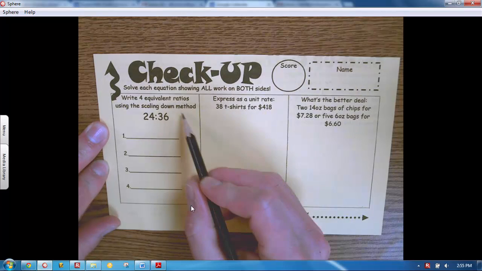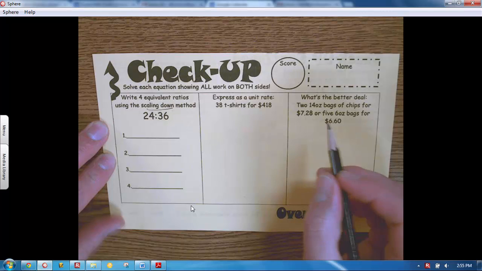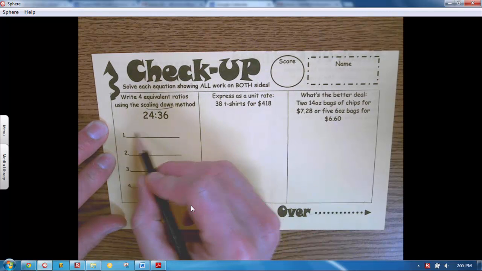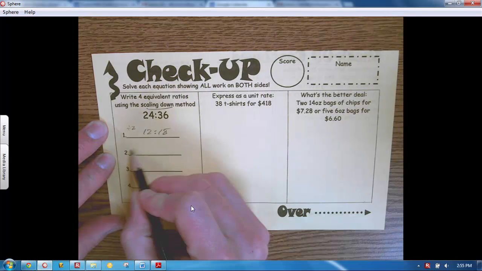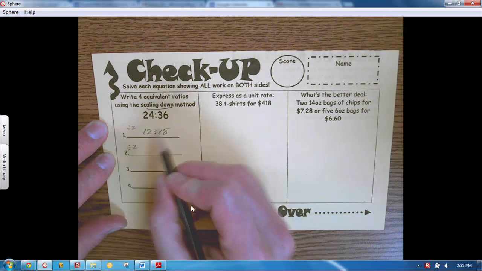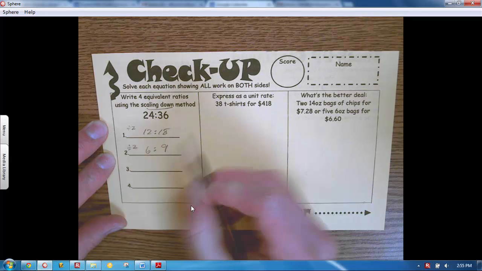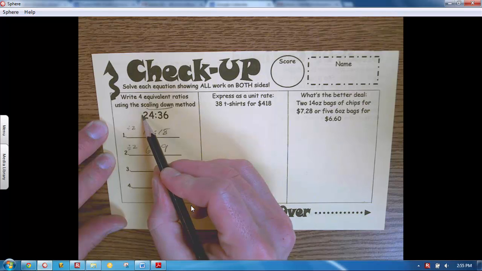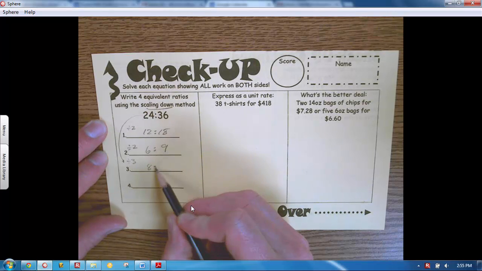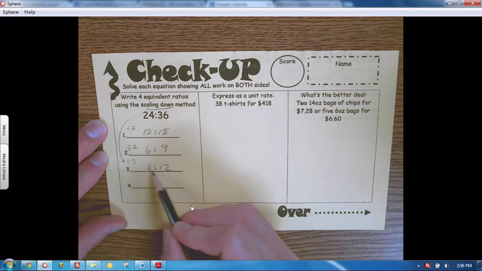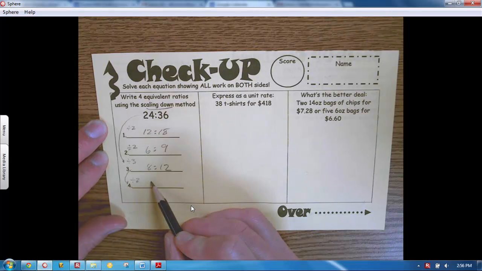First, scaling down method. We want to reduce this ratio in as many different ways as we can. I'll start by dividing it by 2. That'll get me 12 to 18. I could divide that by 2 again, which would be 6 to 9. I could come back to this and divide it by 3. That would get me 8 to 12. I could divide this by 2, and that would get me 2 to 3.